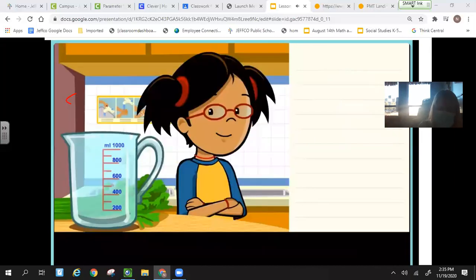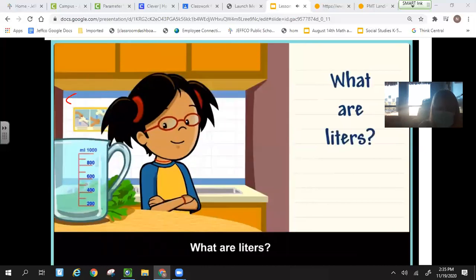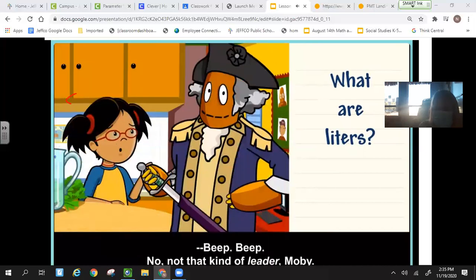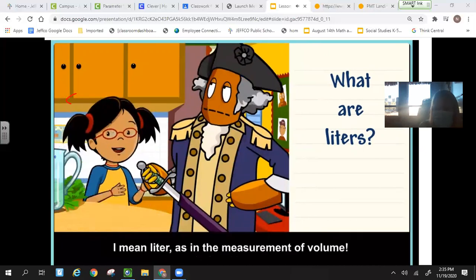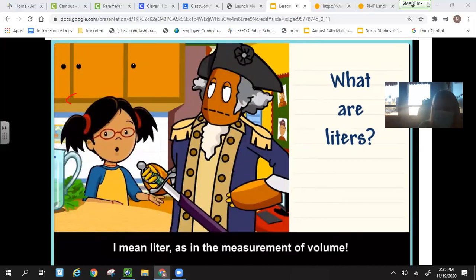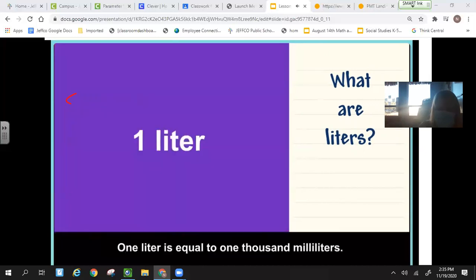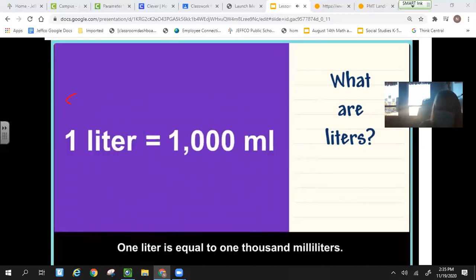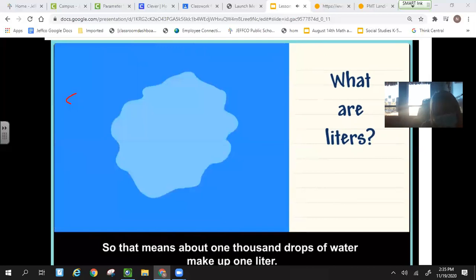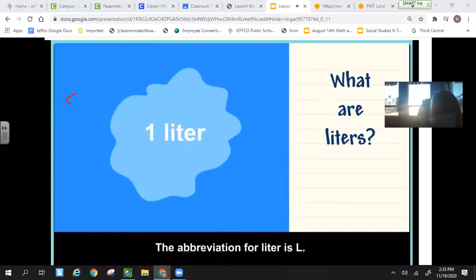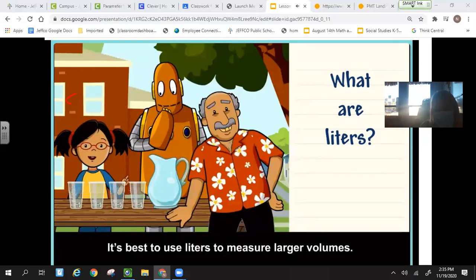What are liters? No, not that kind of litter, Moby. I mean liter, as in the measurement of volume. 1 liter is equal to 1,000 milliliters. So that means about 1,000 drops of water make up 1 liter. The abbreviation for liter is L. And it's best to use liters to measure larger volumes.